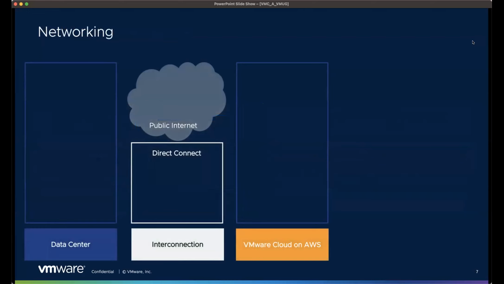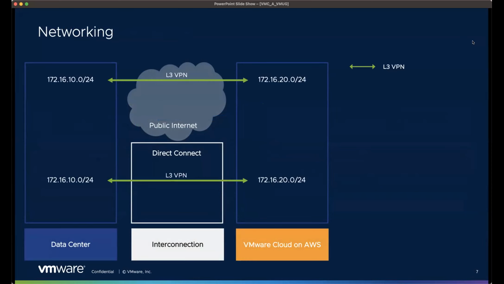Right, so networking options. We got a bunch of different networking options. And again, networking is one of the more complicated or one of the more interesting things to consider when we are talking about VMC with our customers. One of the easiest things we could do is set up a layer 3 VPN. So either a policy-based or route-based IPsec VPN tunnel.